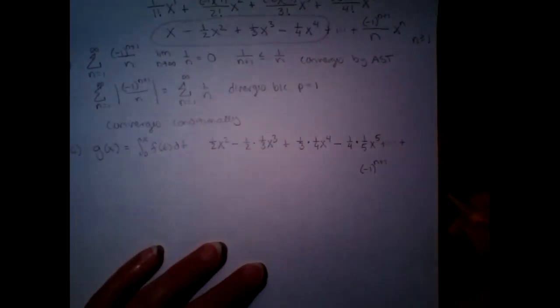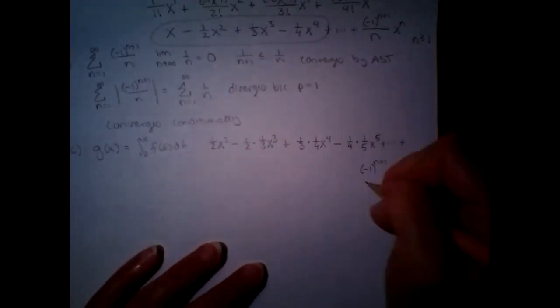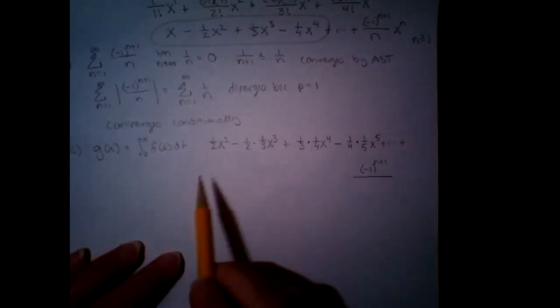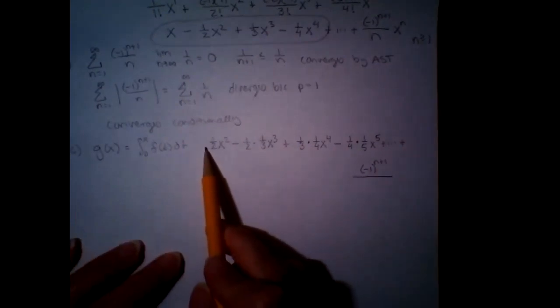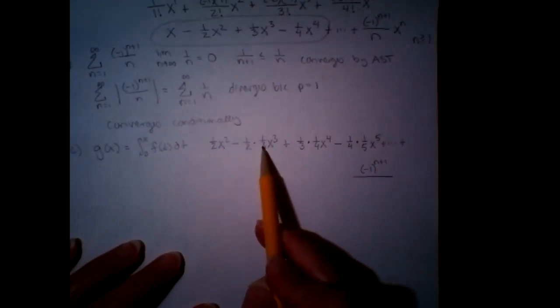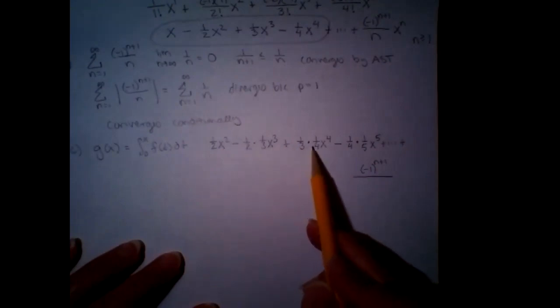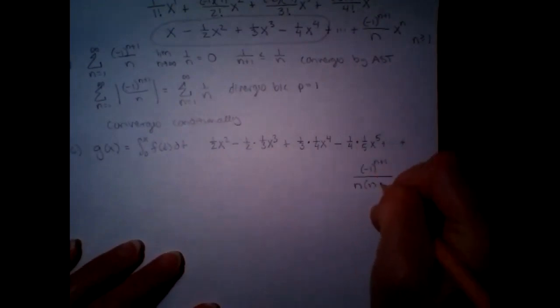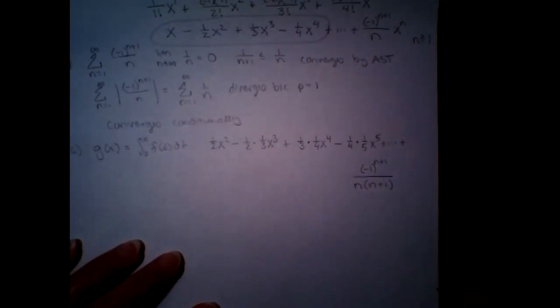So (-1) to the x to the n plus 1 because it's alternating. And then in the denominator here, this one would be 1 times 2. This one is 2 times 3. And then this one's 3 times 4. And this one's 4 times 5. So it's n times n plus 1.